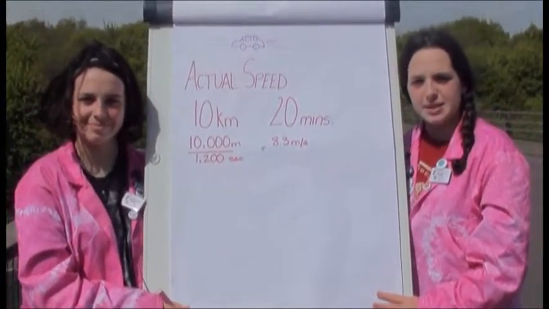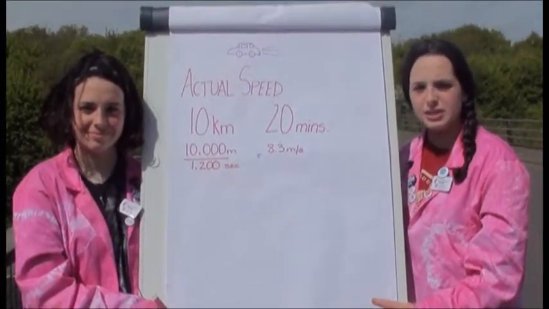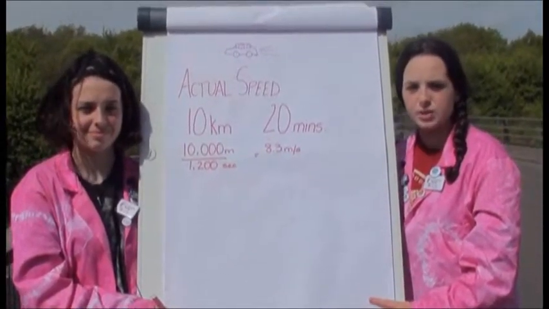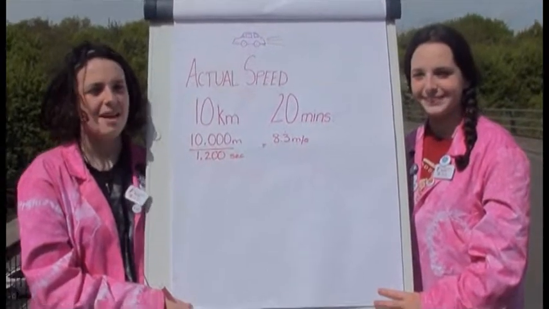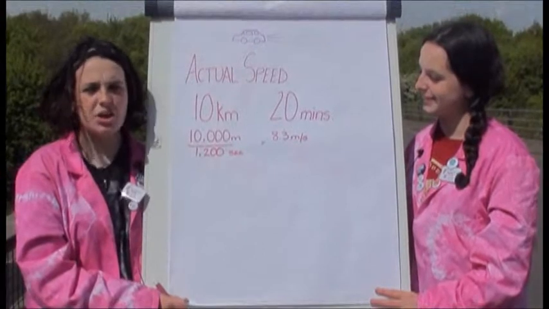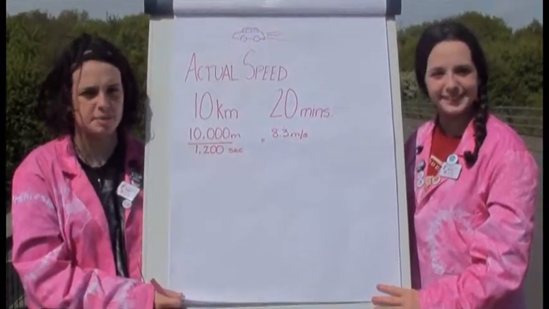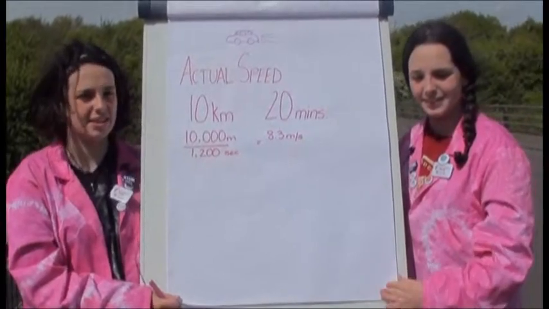Actual speed is the speed at a given instant, whereas average speed is the total distance travelled over total time taken. This means that if your average speed is under the speed limit, you can still get pulled up by the police if your actual speed is over the speed limit at any given instant.